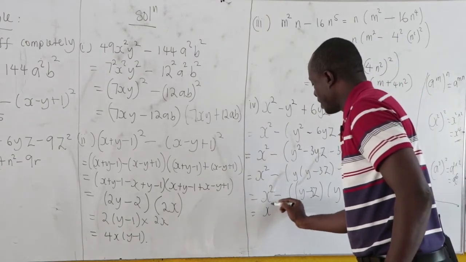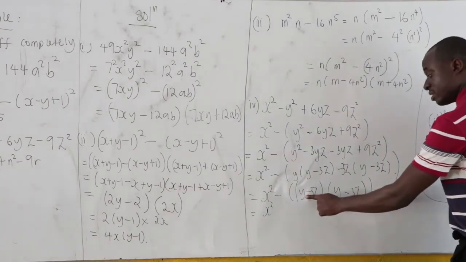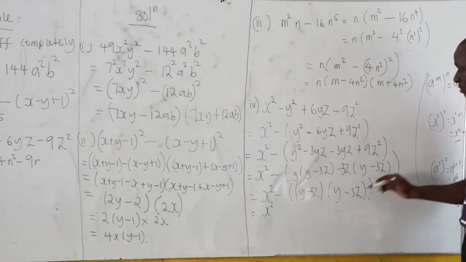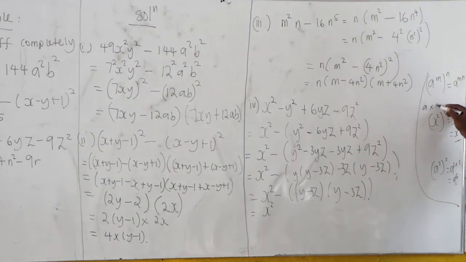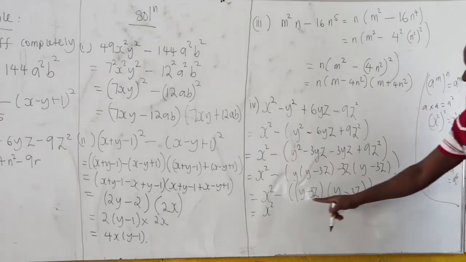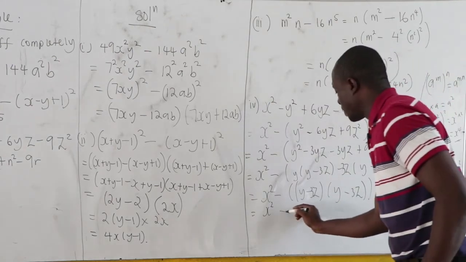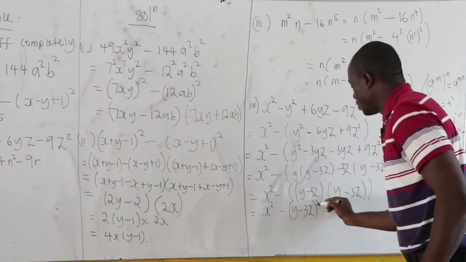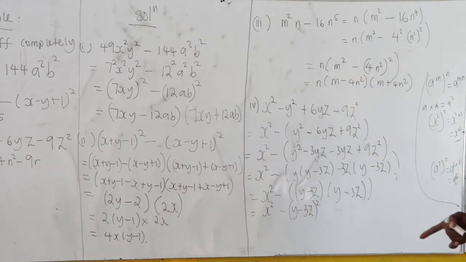We have x squared. Now let's see, y minus 3z times y minus 3z. This is the same as this. We are multiplying. If you have a times a, we say a squared. This is the same as this. So we just have minus y minus 3z all squared. And this is a difference of two squares.